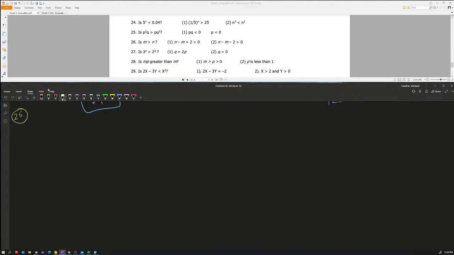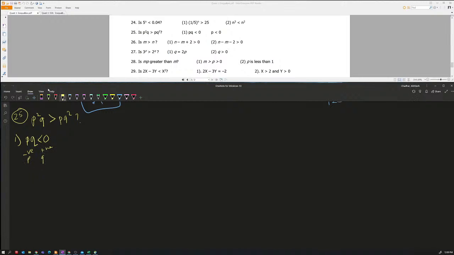So question number 25, it says p square q is greater than pq square. There is no other information. So first thing is given that p and q are opposite signs. It could be like p negative and q could be positive.